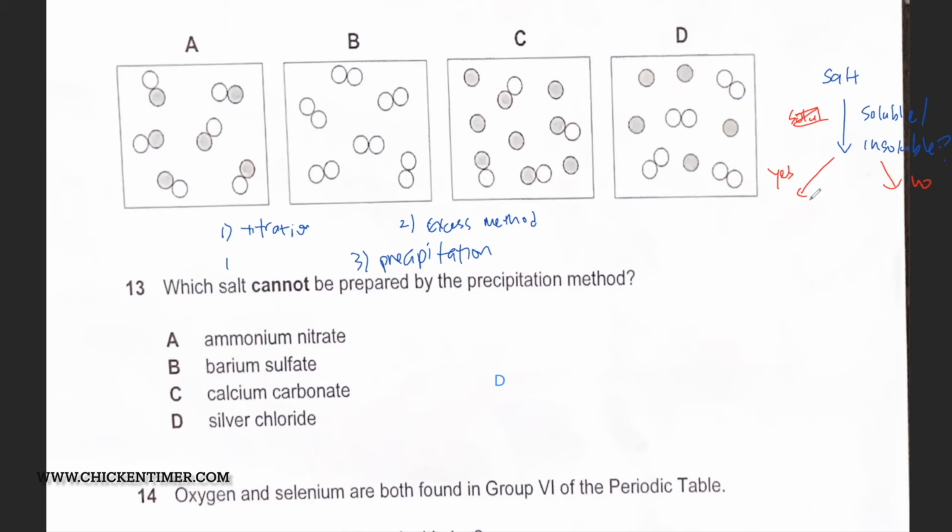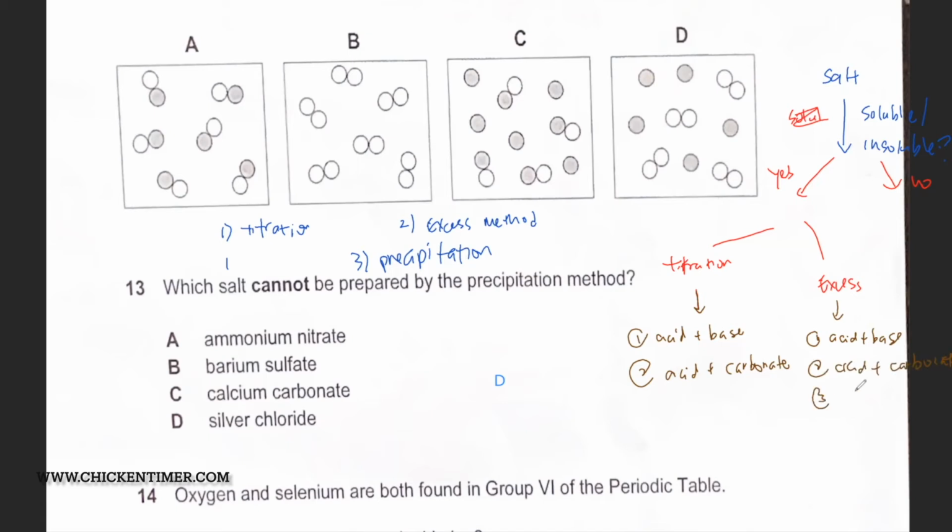If it's soluble, then you go to another question: either titration or the excess method. In titration, you will have acid plus base, acid plus carbonate. If it's the excess method, then you will have acid plus base, acid plus carbonate, then acid plus metal. The question here is, are the reactants soluble? If no, it is the excess method. If yes, it is titration. Then if the salt is insoluble, you straight away go to precipitation. In this case, it will just be 2 soluble solutions containing the ions.